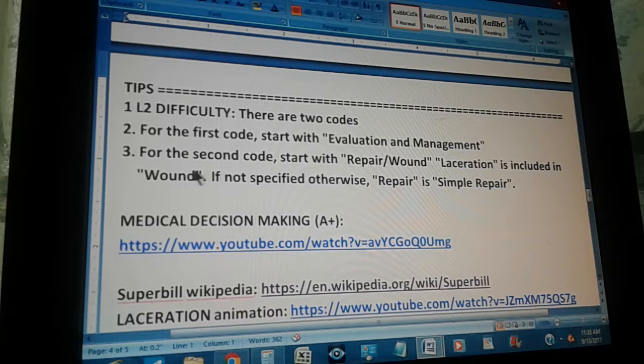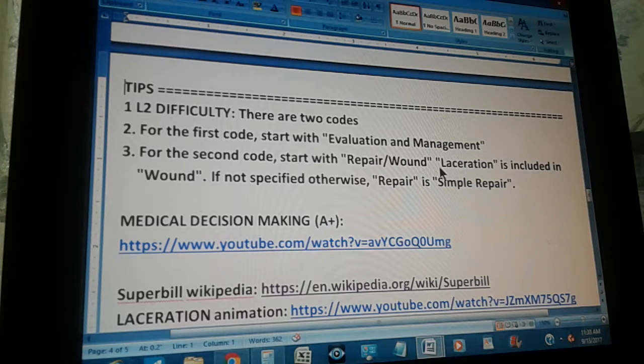Now for the second code, start with repair, wound. It doesn't say repair laceration, but a laceration is included in wound. It doesn't specify that it is specifically a laceration, but a laceration is a type of wound. So laceration is included in wound, right?